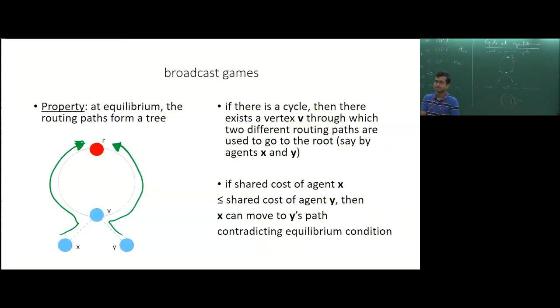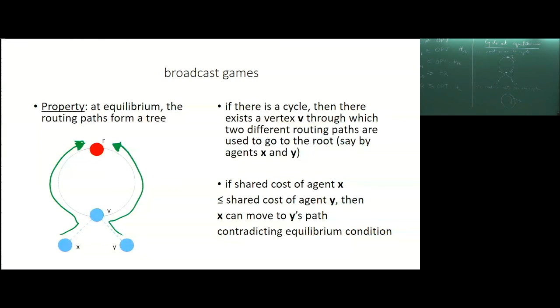I again have a vertex that sends traffic to the root on two different paths. One of them is always better, I can move to that path. Okay? So at equilibrium, if I have a common root, in fact, I didn't use both properties of broadcast at all. I just used one property, the fact that all of them are going to a common root. So if all of the vertices are sending traffic to a common root, then it must be the case that at equilibrium, the set of edges being used in routing is acyclic. Okay, it forms a tree. So that's property 1.